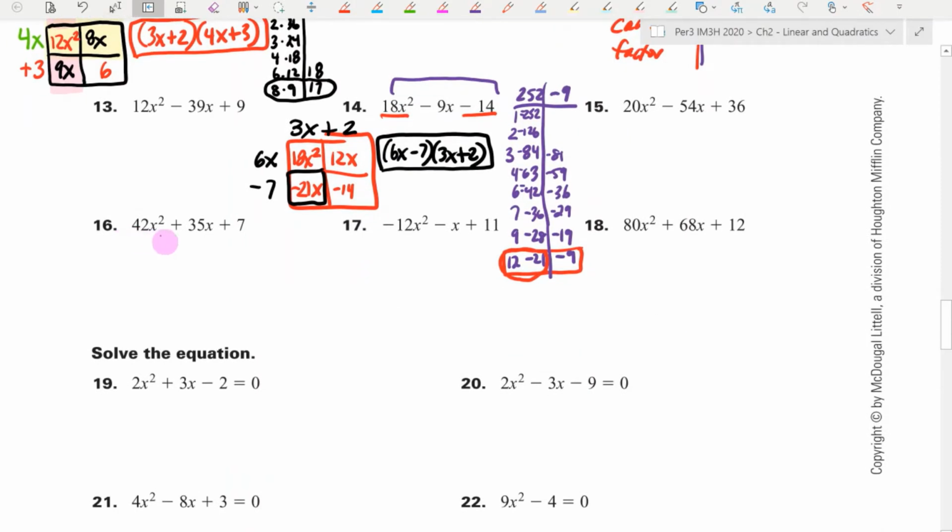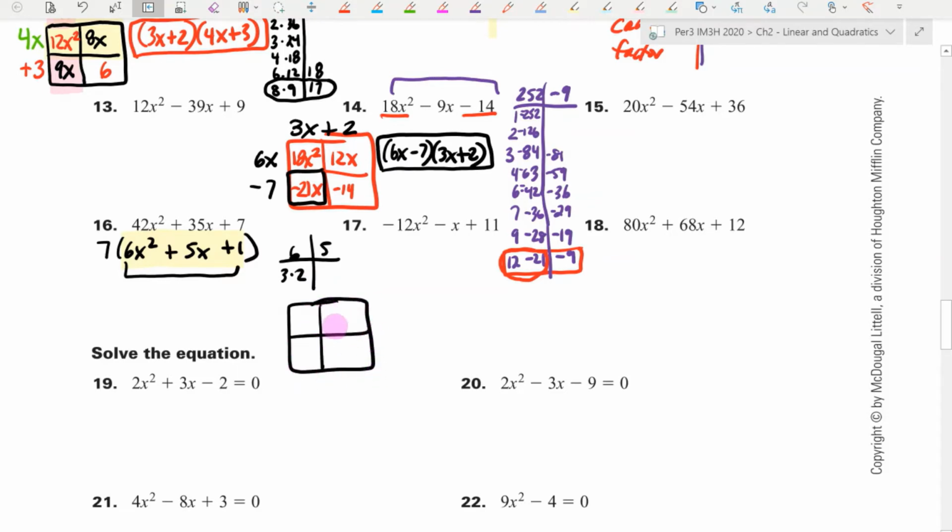For number 16, if you look at all these numbers, you should be able to recognize that 7 goes into all of those. Okay, so 7 times 6x squared plus 5x plus 1. Next, we factor the inside of this. So if we factor the inside of this, we're looking for the factors of 6 that give us 5. That's 3 times 2. So that will be 3x and 2x.